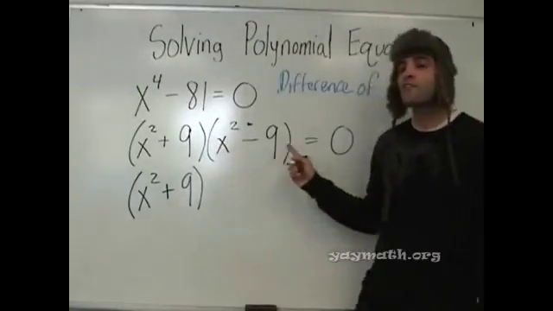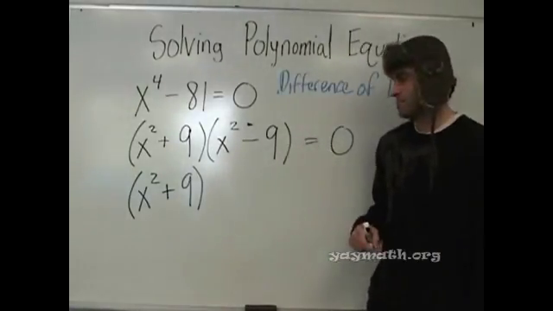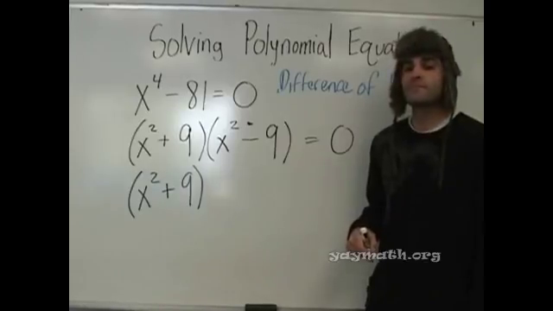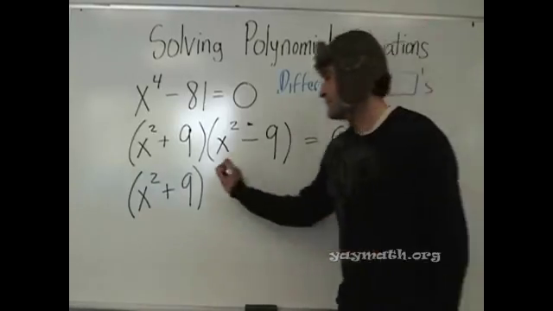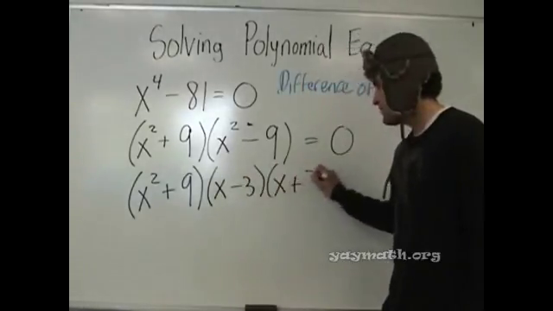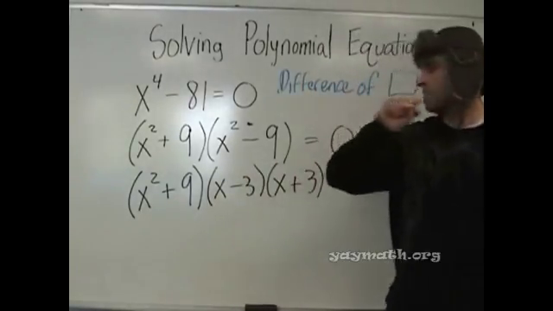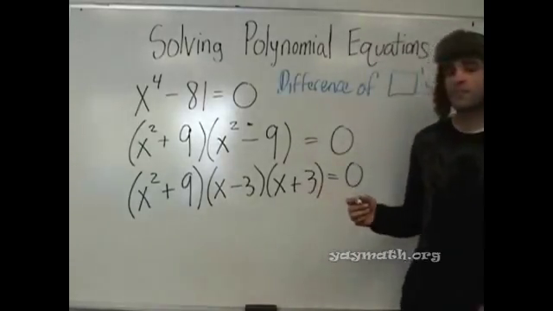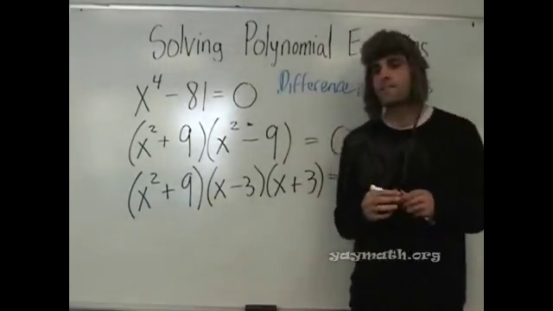What is the factoring of this horse? It's going to be x minus 3, x plus 3. But why would you do the minus first? You don't have to do minus first. Good question. They're the same, minus first or plus first.